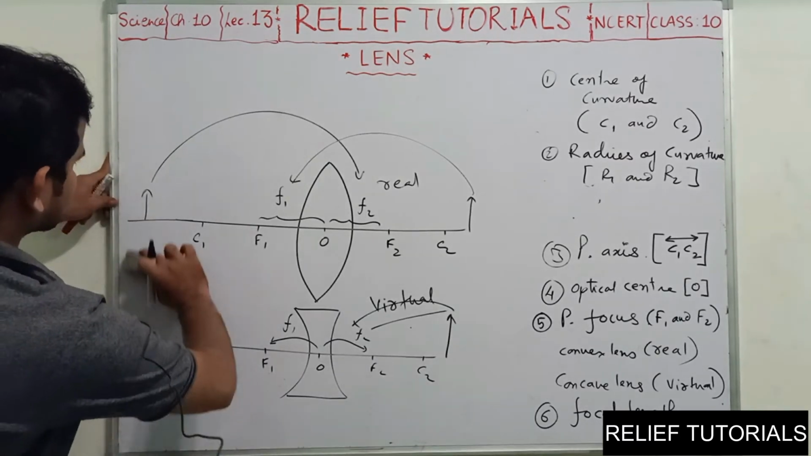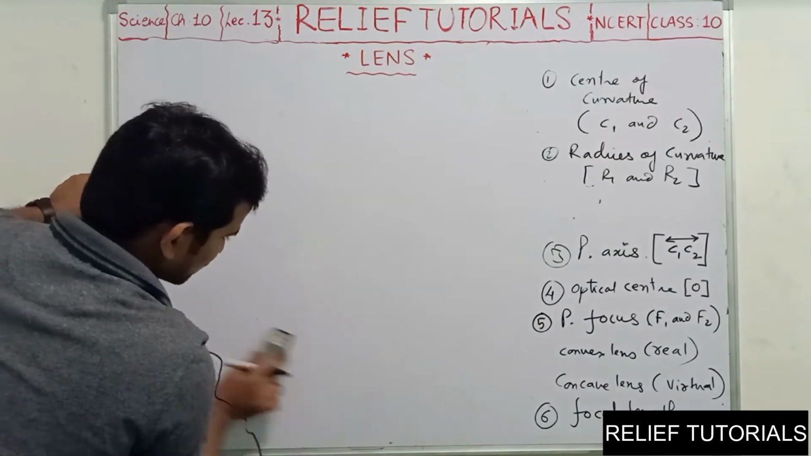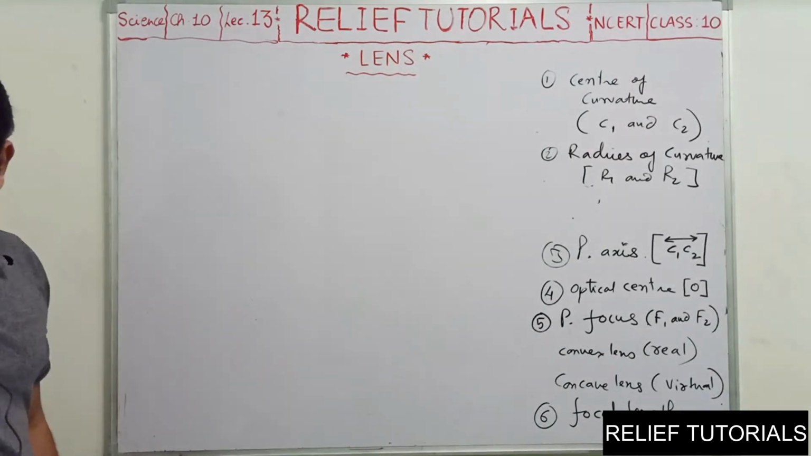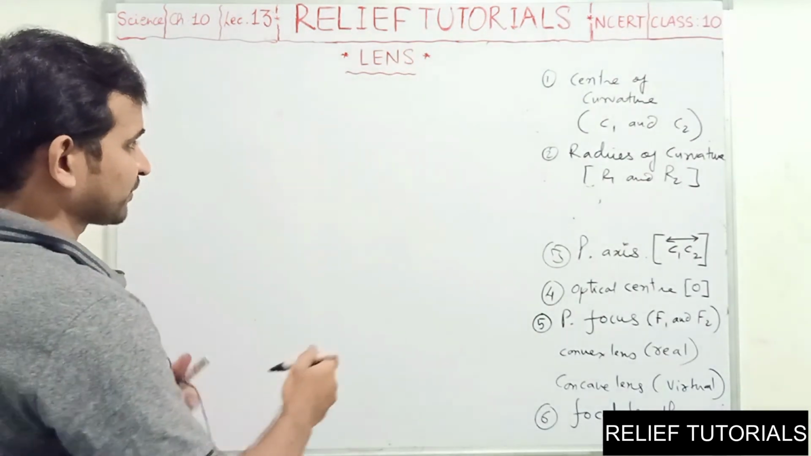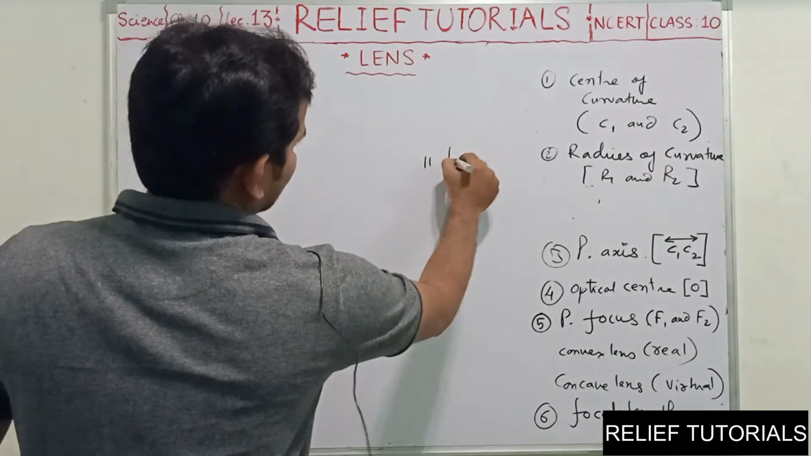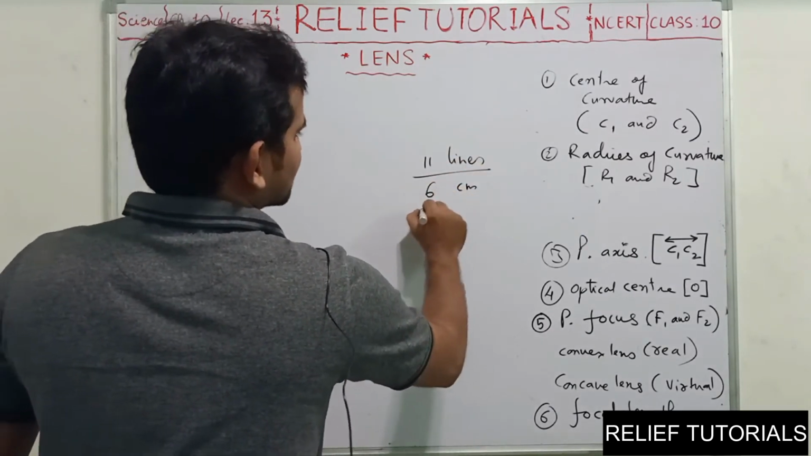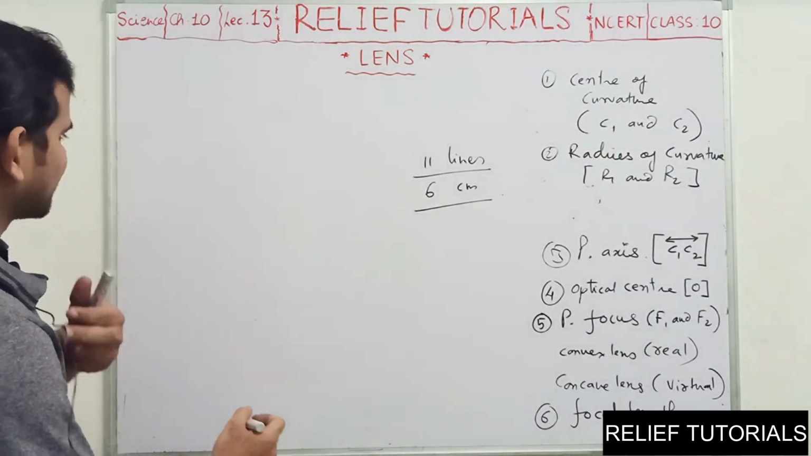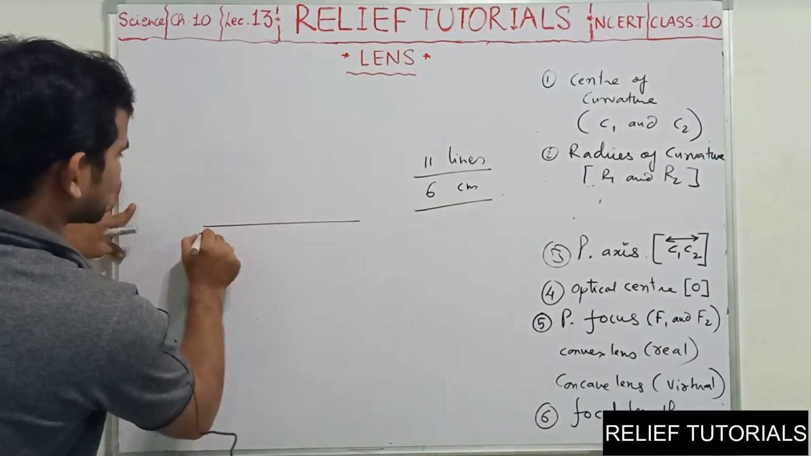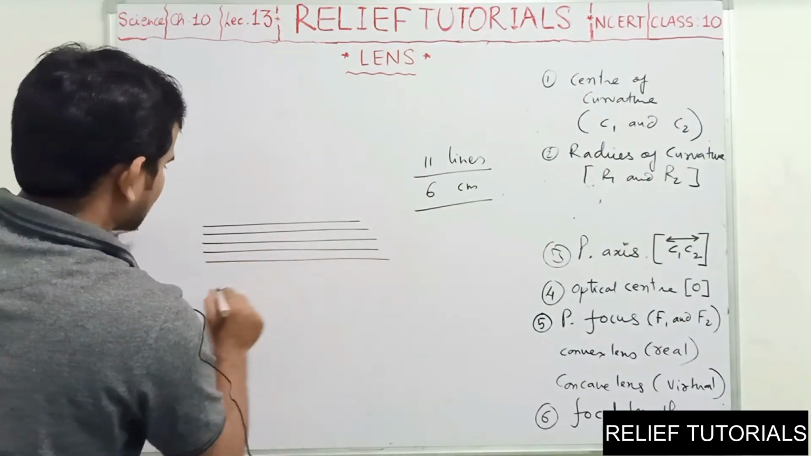How to draw the lens? You have to draw the lens in your notebook. So how do you draw the lens? Already I have given you some measurements to draw the mirrors. If you remember, the height of the mirror should be of 11 lines while drawing, and the radius should be 6 centimeter. The same logic is used here in the lens. The height of the lens should be of 11 lines.